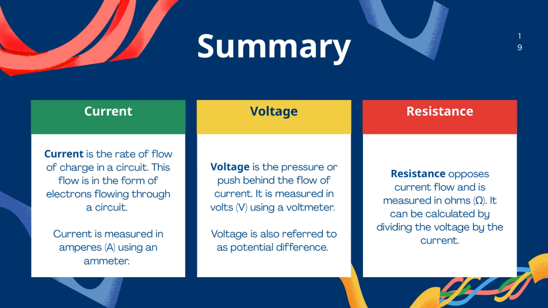Bringing it all together, these three concepts are interconnected. Voltage pushes the current, resistance opposes it, and the current is the actual flow of electrons. Understanding this relationship helps us analyze and troubleshoot electrical circuits effectively, which is essential in everything from simple devices to complex systems.